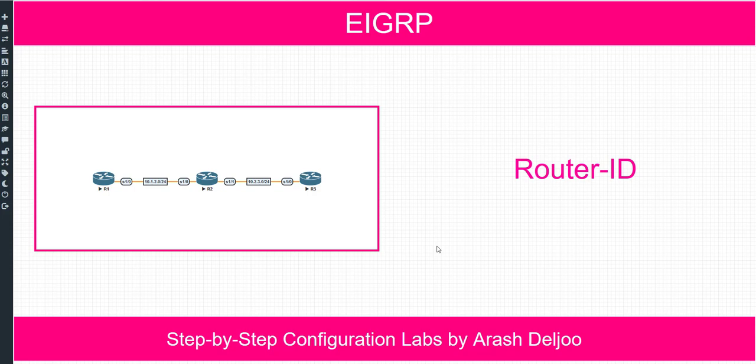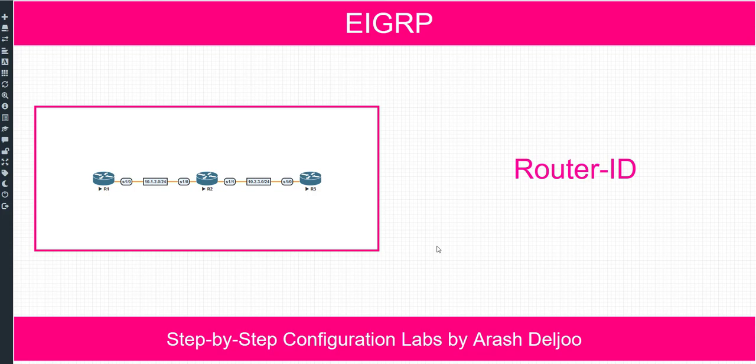You know that the EIGRP Router ID by default may be selected as the IP address of the highest loopback interface, or if a loopback interface is not available, the highest IP address of a non-loopback interface. But you can configure the router ID yourself.